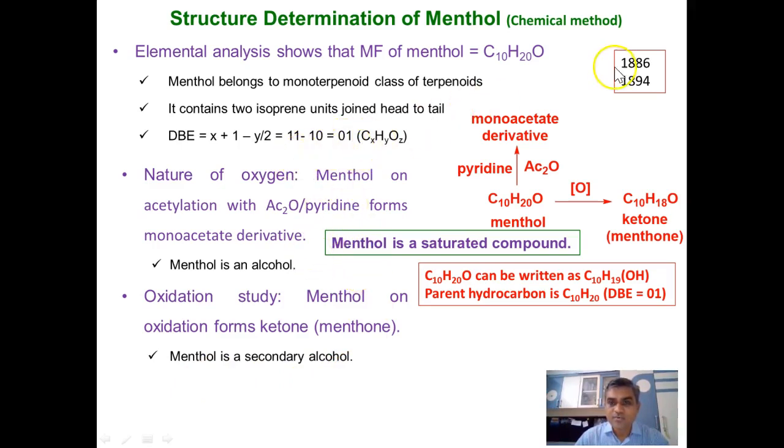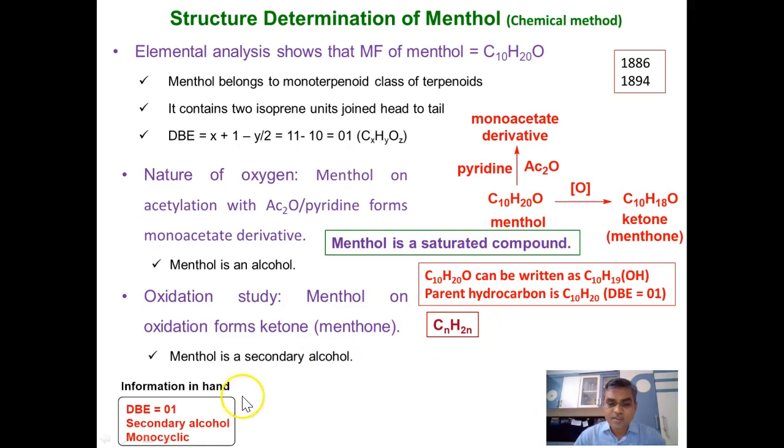We have proved these are the structural features of the menthol. Degree of unsaturation is equal to 1, and the nature of oxygen is a secondary alcohol. So the molecular formula of the menthol can be written as C10H19OH, and the parent hydrocarbon of C10H19OH is C10H20, and this C10H20 corresponds to CnH2n. CnH2n means 1 degree of unsaturation again, and as we have already said that the menthol molecule is a saturated compound, we assume now that menthol is monocyclic in nature.